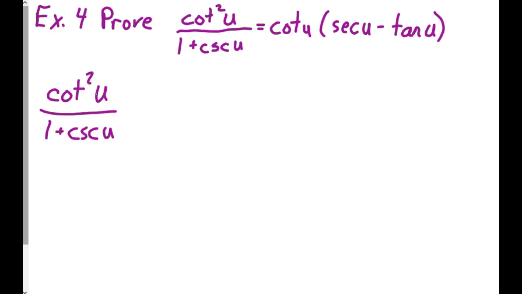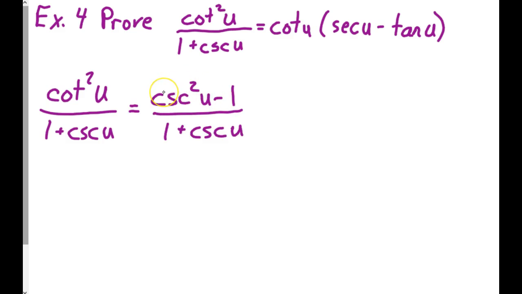So if we start with cotangent squared u over 1 plus cosecant u, we can use one form of our Pythagorean identities to rewrite cotangent squared u. I know that is equal to cosecant squared u minus 1. The reason we would do that is because now in the numerator we have a difference of 2 squares, so we can use ideas from algebra to factor cosecant squared u minus 1. This will factor into cosecant u plus 1 times cosecant u minus 1.